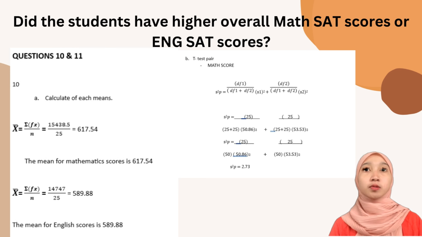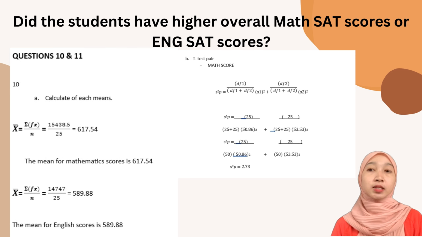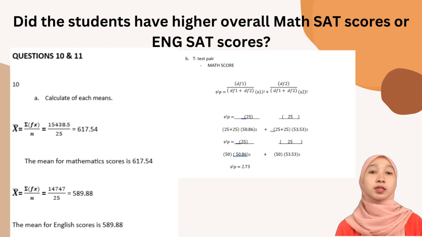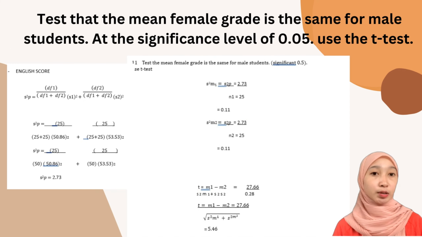Now I will continue my part, which is question number 10. Question number 10A, the mean for mathematics is 617.54, while mean for English is 589.88. For question 10B, we can see the t-test pair for mathematics and English is constant, whereby is 2.73. For the next question, we can see t-test for female and male is the same, where is 5.46.